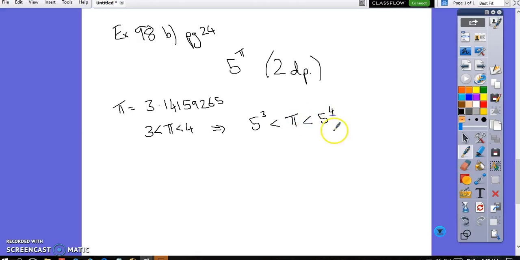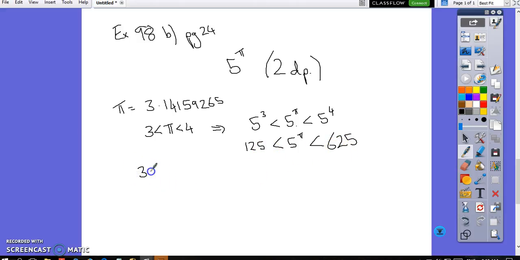So this means 5 to the 3 and 5 to the 4, so we have 125. Oh, sorry, need to switch my brain on today. 5 to the power of 3 is less than 5 to the power of pi, which is less than this times 5, which is what, 625. Okay, clearly far too big an interval.